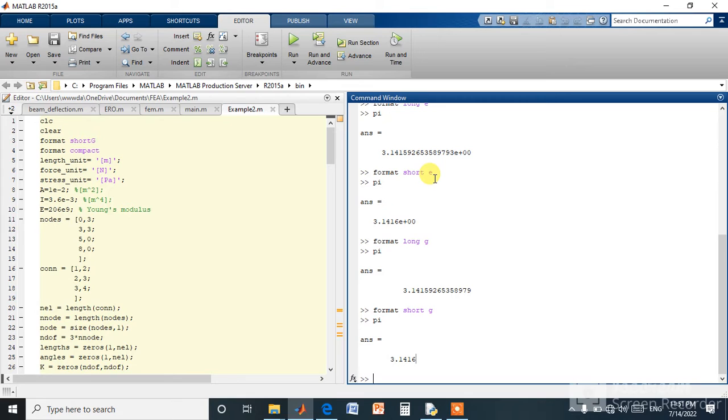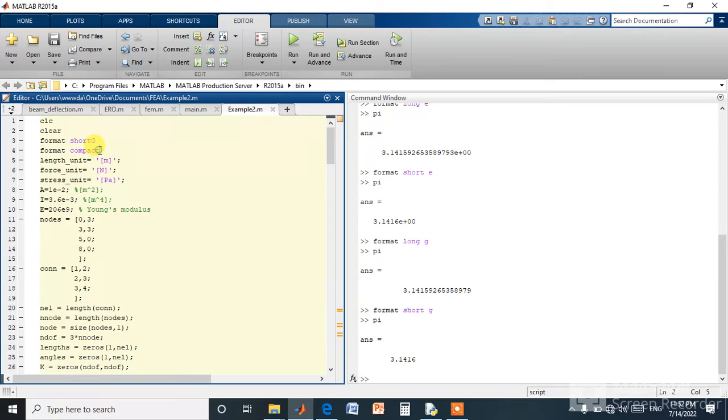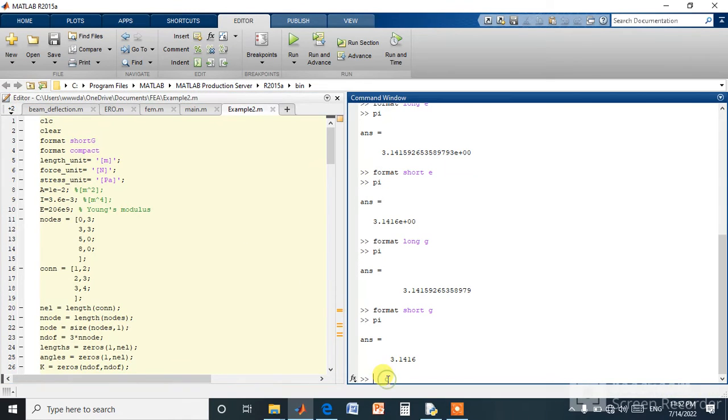Now, the engineering format will not be explained in this video. We'll explain it in subsequent videos. Now, the next thing we are going to learn is the compact format. This one, compact, we are going to learn about it. What does compact mean? Compact means bring things closer.